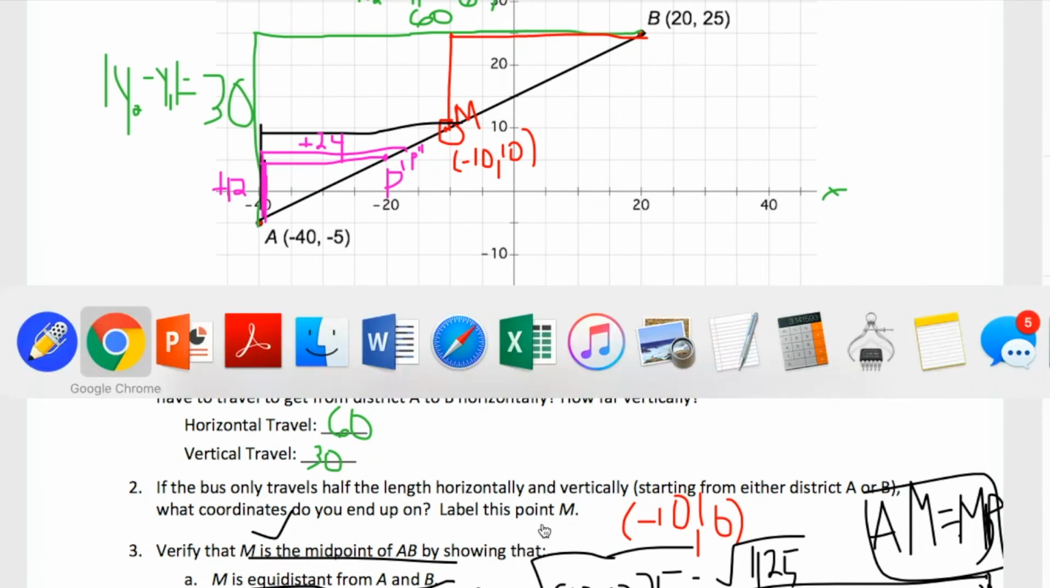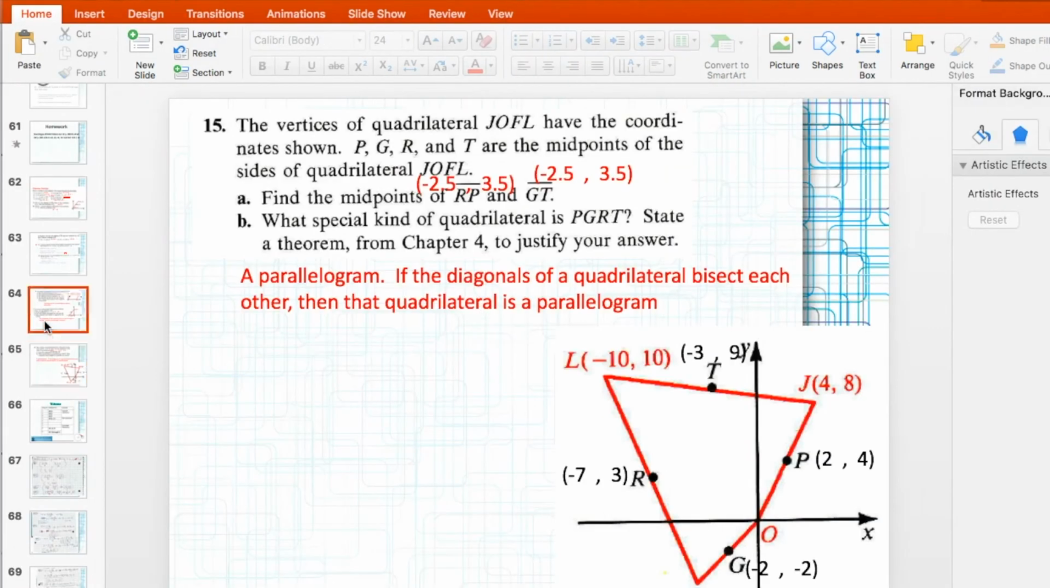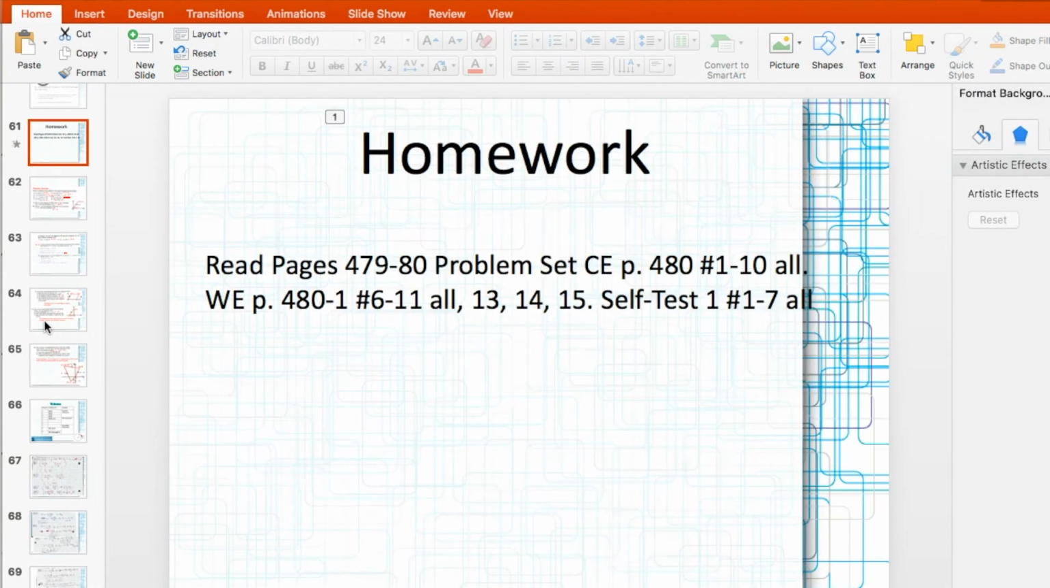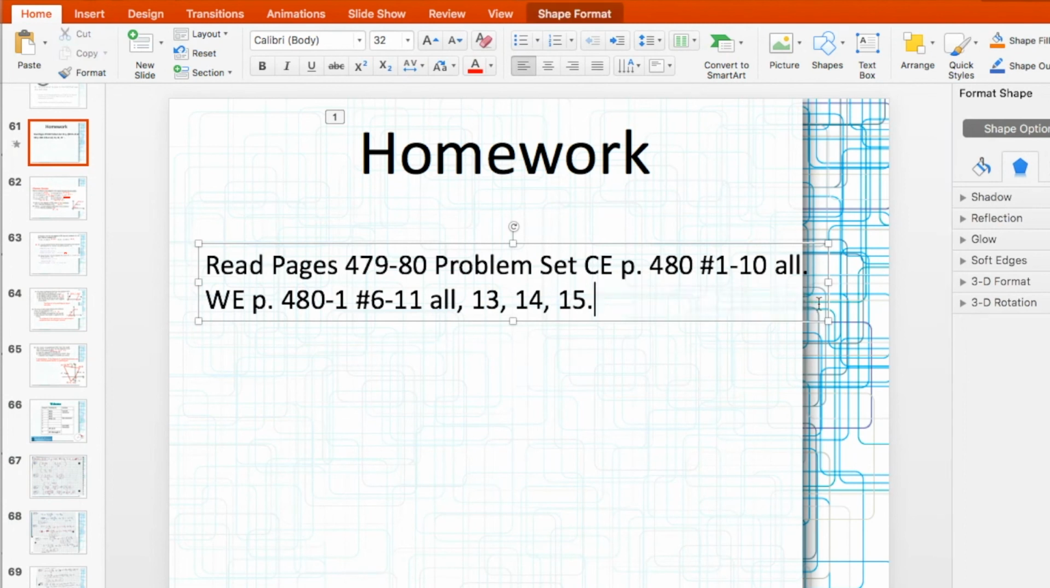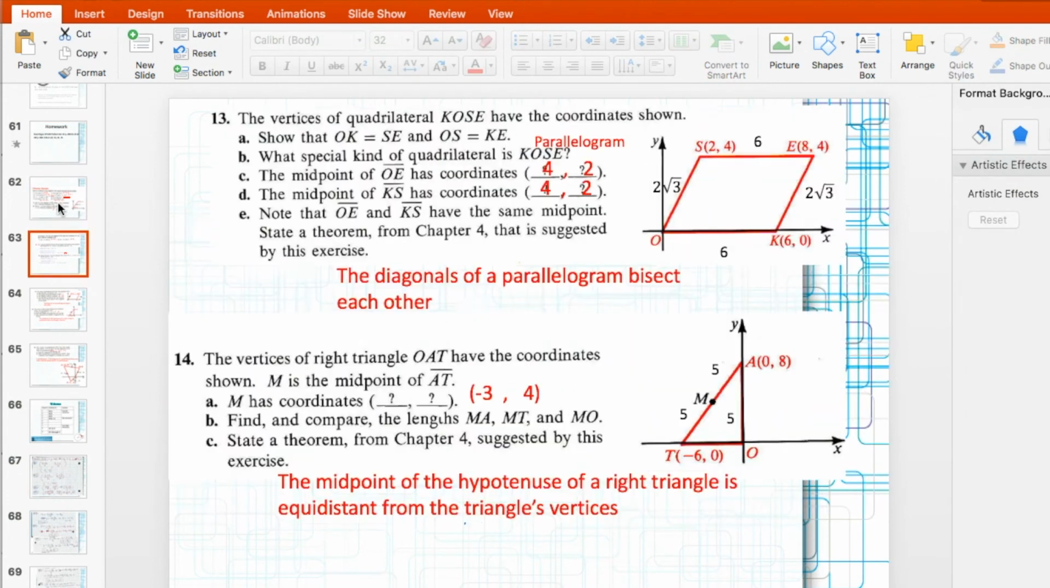Okie doke. Here in section 11.3. So you're going to read those pages and then do the problem set, do the classroom exercise. You can do 1 through 10 all, and then you got a bunch of written exercises here. Let me erase the self-test. There's going to be too much work. You have to do the self-test too, so I'm going to push that back to Wednesday's homework actually, and then go on to this. Okay, so I already have it ready to go.